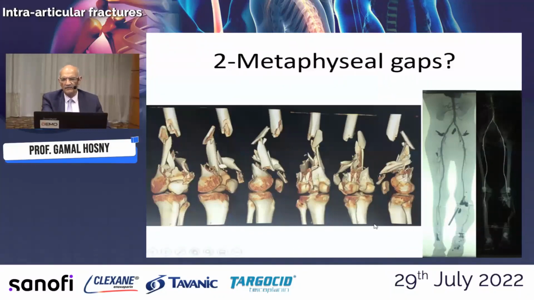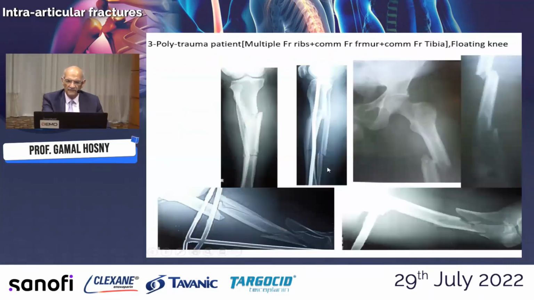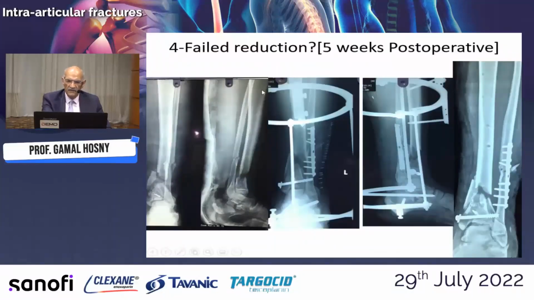What about the metaphyseal gap? Look at this picture: a comminuted intra-articular fracture with a metaphyseal gap. Again, with polytrauma patients, comminuted femur with distal intra-articular fracture, comminuted tibia. Failed reduction. This patient was treated by external fixation, minimal invasion, and plating.